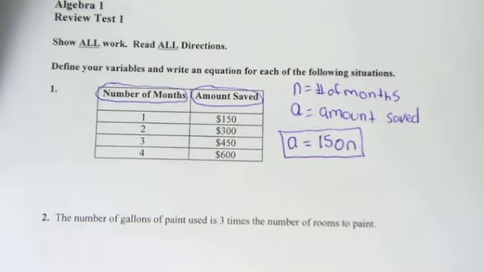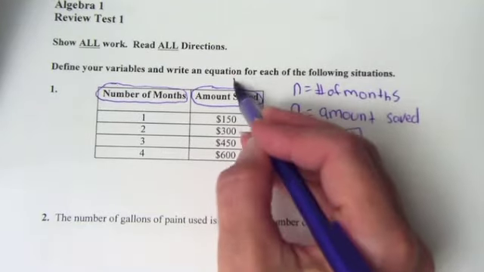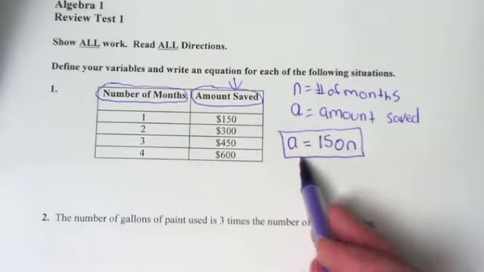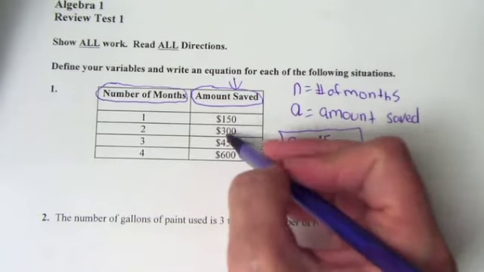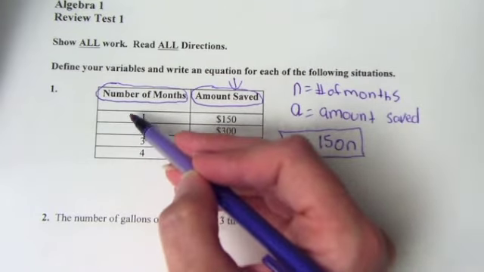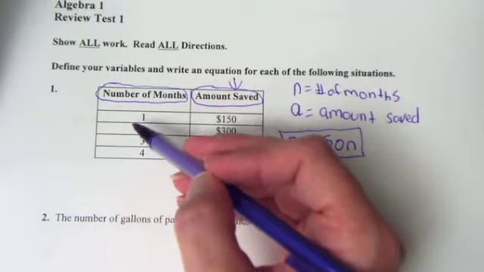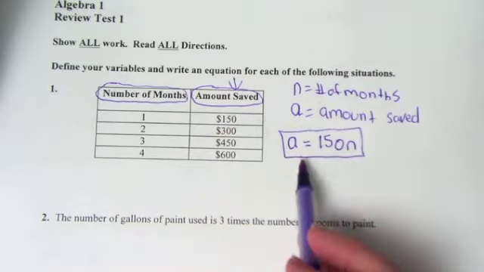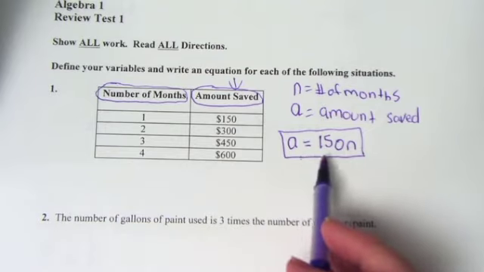Okay, so like I said, typically you're going to be using this. This will be on your left. This will equal something. Okay, so the column on your right will equal something to do with this column, whether that's multiplied by a certain number, or whatever. So this is the equation on number 1. A equals 150 times N.